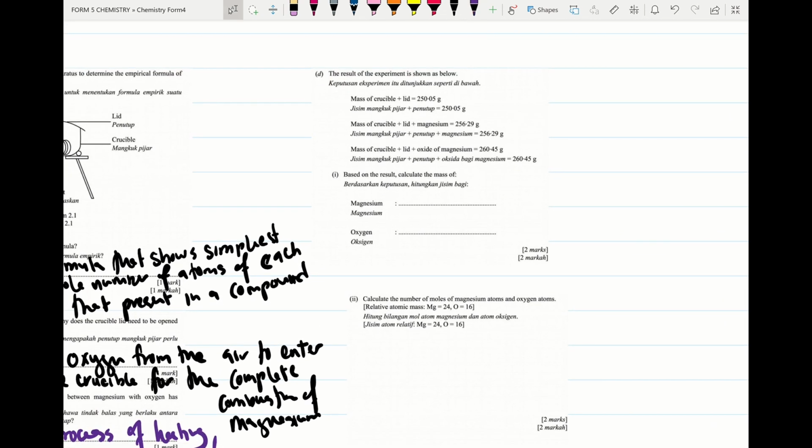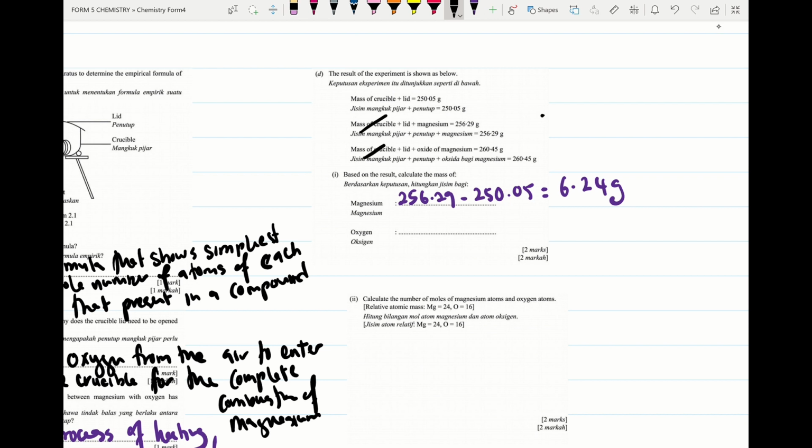So look at the question. Here the mass of crucible is given, the lid is given. We try to find the mass of magnesium. So how to find the mass of magnesium? We cancel the crucible, we cancel the lid, finally we will get the mass of magnesium. So 256.29 minus 250.05, so we will get the answer 6.24 gram.